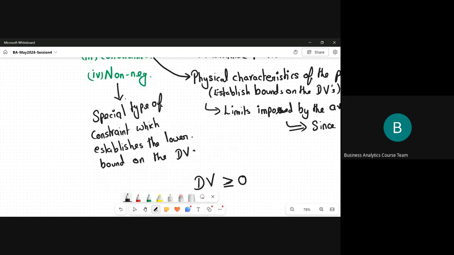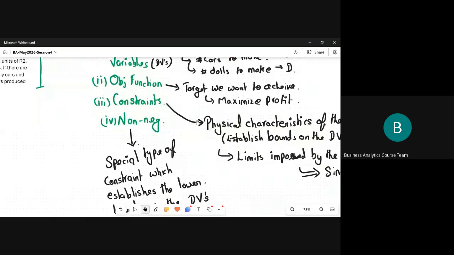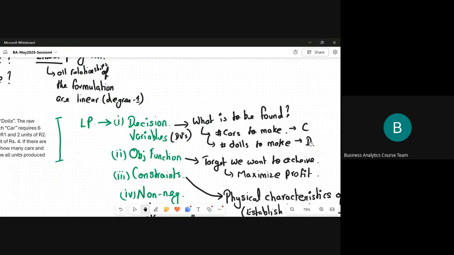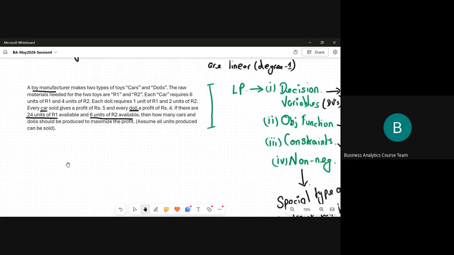On the decision variables, all decision variables must be greater than or equal to 0, which means the lowest value it can take is 0. And based on your constraints, they will always be moving up, based on which you will end up maximizing your profit by identifying values for C and D. So these are the four aspects of a linear program.